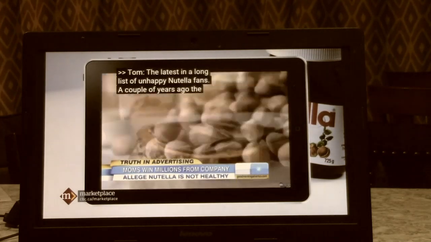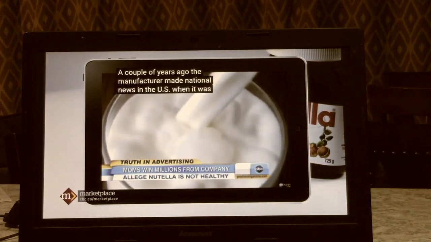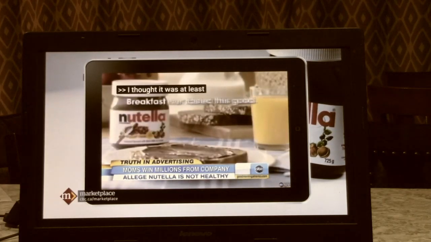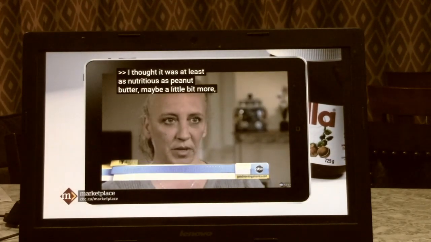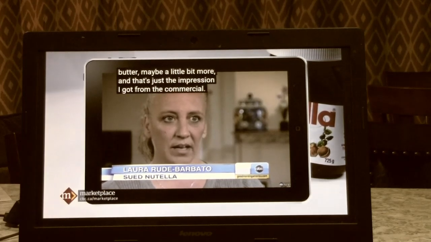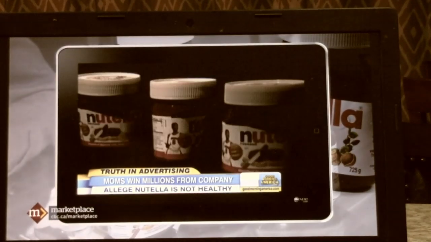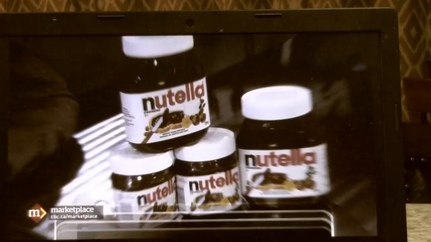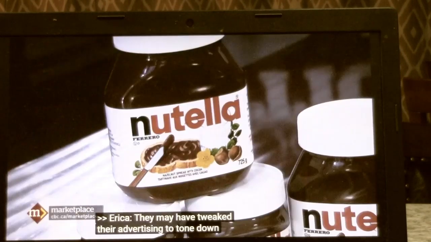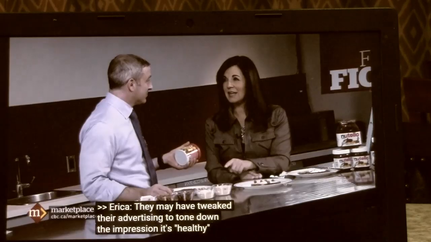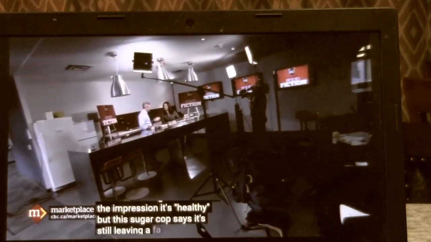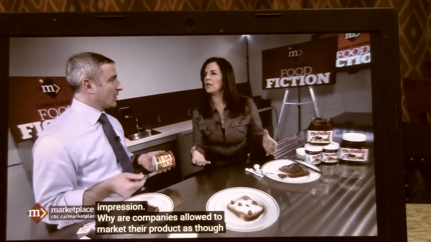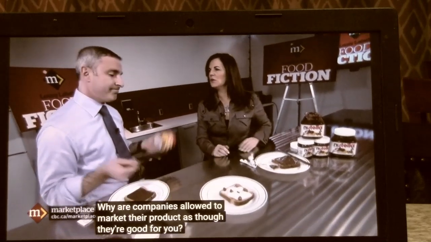A couple of years ago, the manufacturer made national news in the US when it was sued for false advertising. I thought it was at least as nutritious as peanut butter, maybe a little bit more, and that was just the impression I got from the commercial. The company had to pay its customers $3 million. They may have tweaked their advertising to tone down the impression it's healthy, but this sugar cop says it's still leaving a false impression. Why are companies allowed to market their products as though they're good for you?